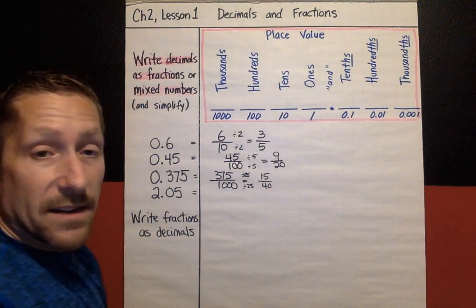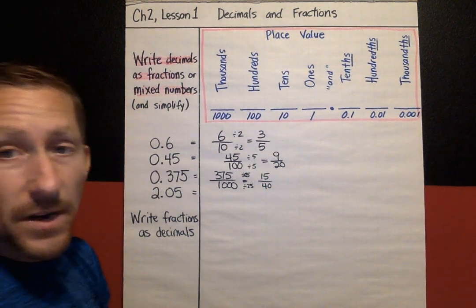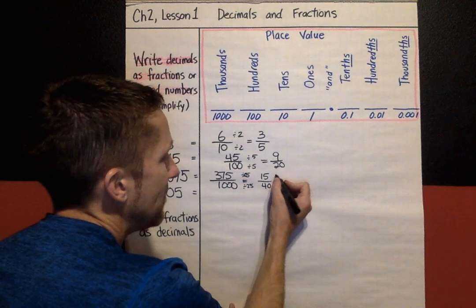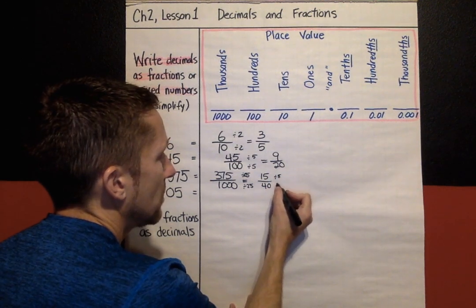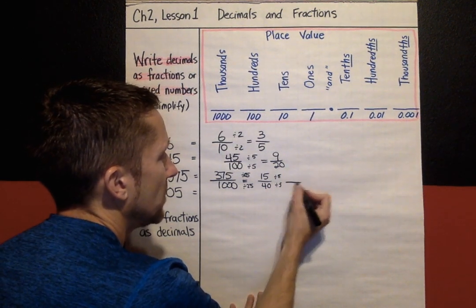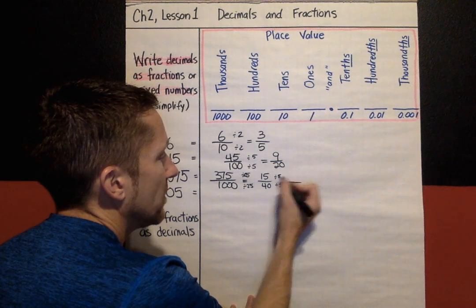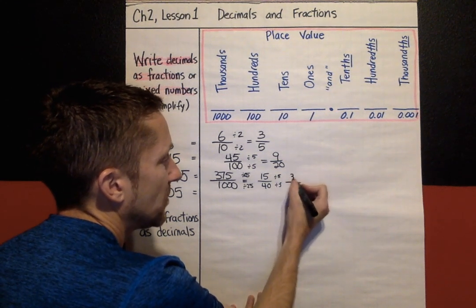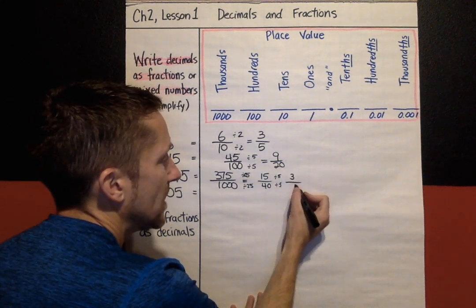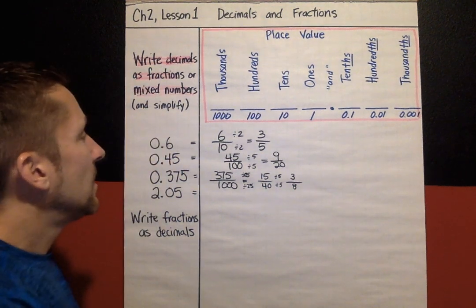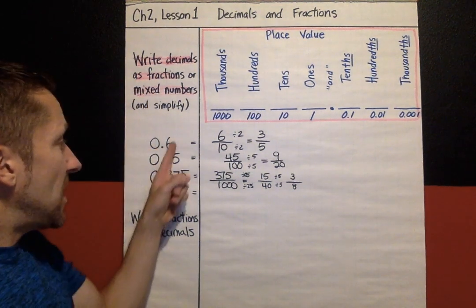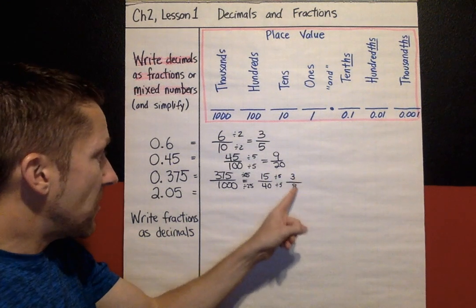However, I'm not done yet. I can still simplify 15/40. 5 goes into both of those numbers. And I wind up with, how many 5s are in 15? That's 3. How many 5s are in 40? That's 8. So I've just changed all these decimals into their fractions.